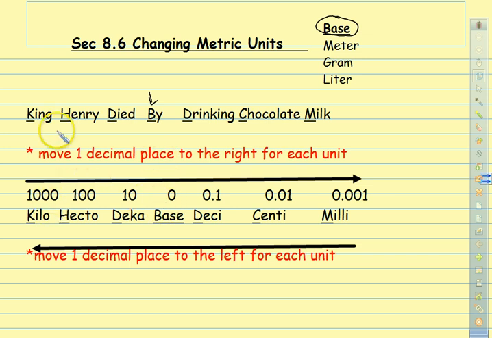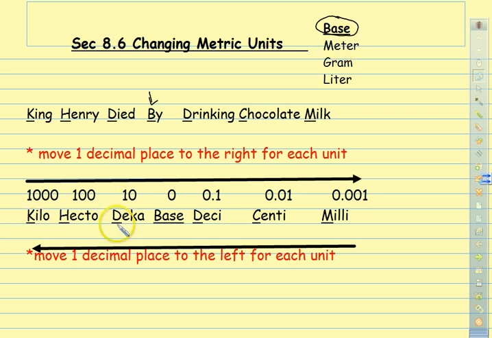And I'm going to show you this little phrase that you're going to be able to use to help in understanding which way we need to move the decimal point. And it is, again, King Henry died by drinking chocolate milk. And what we are looking at are the first letters of each of those words. The first letter in this case is kilo, hecto, deca, the base, which is up here.